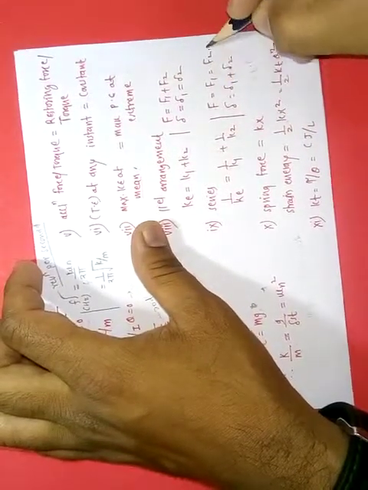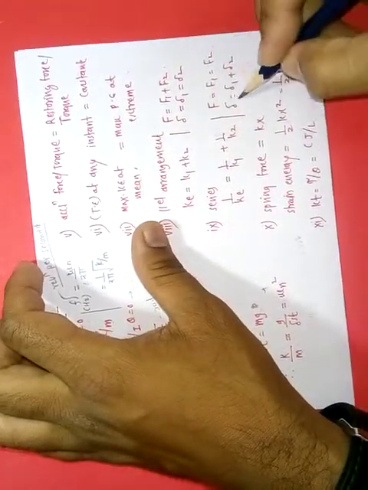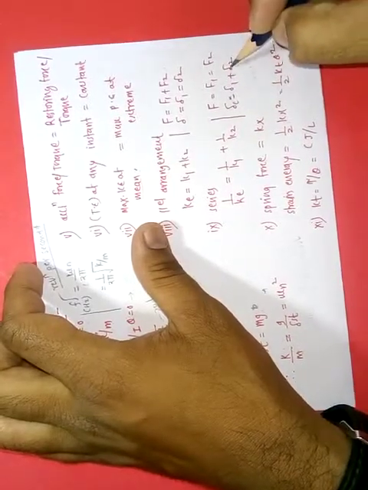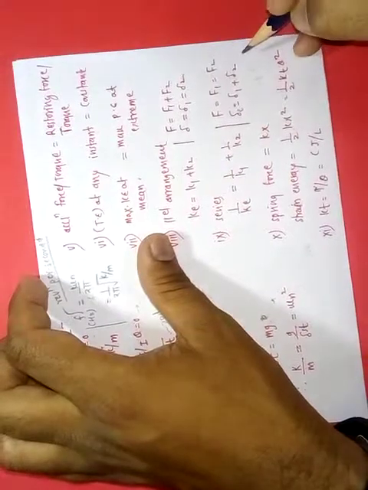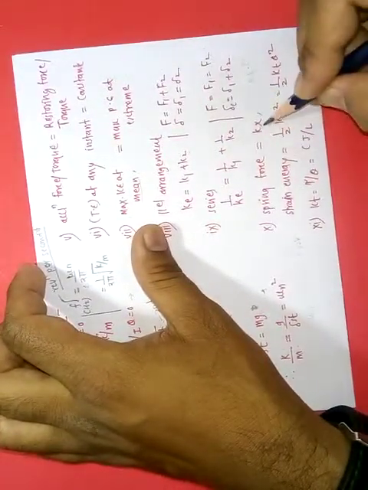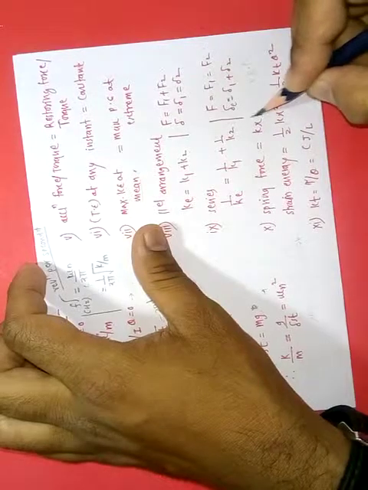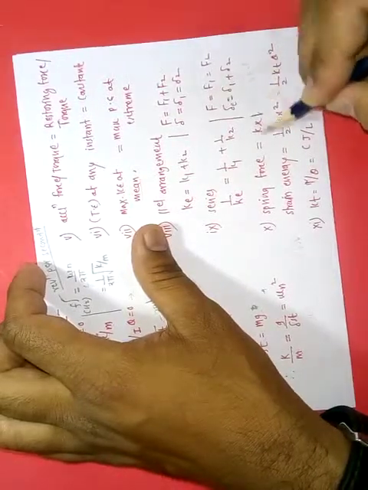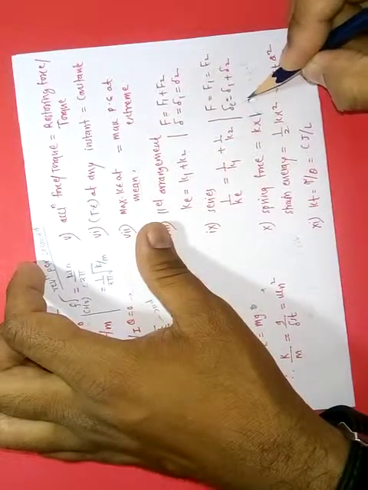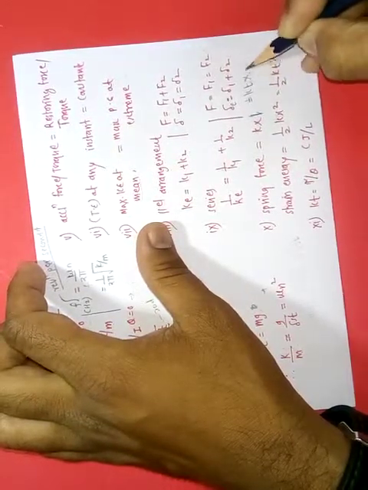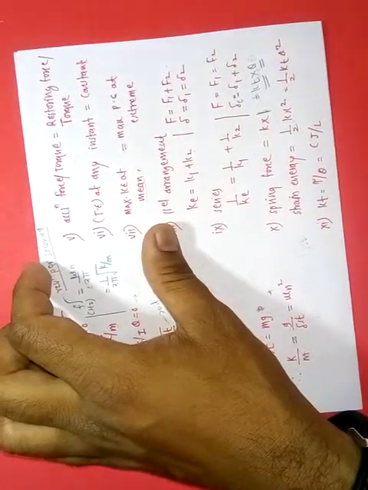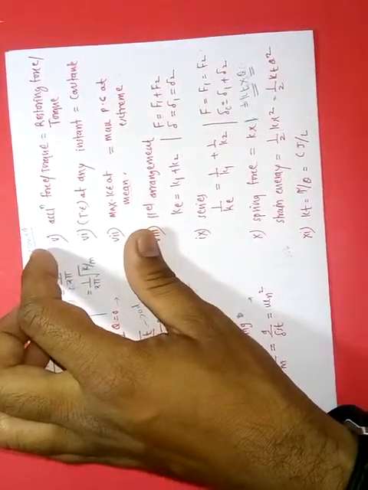Total force is the same acting on each element. Total or equivalent deformation is the sum of the deformation in each spring. Then this is the relation: spring force is equal to Kx. If you consider the restoring force for a torsional system, it will be Kt into theta, torsional stiffness into angular displacement. Next is strain energy.